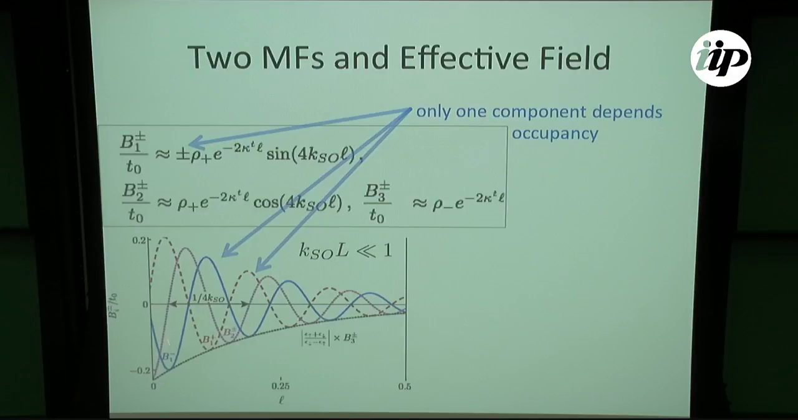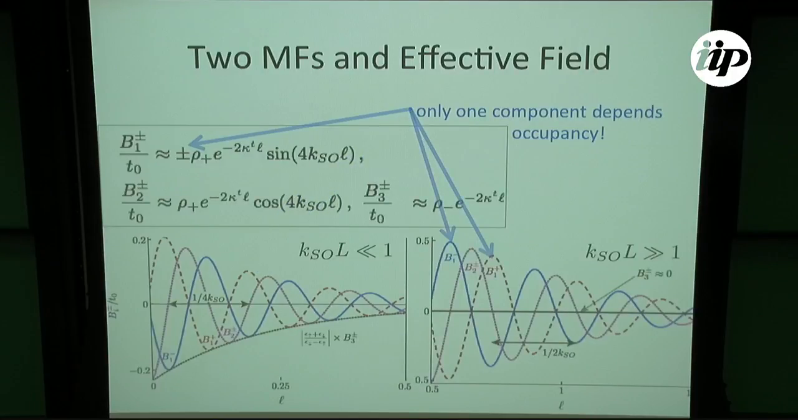Furthermore, what you notice is that the only component that depends on the occupancy of the state formed from the Majorana fermions is along the 1 direction. So the magnetic field along the 1 direction changes sign, plus or minus, depending on whether the state at the junction of the two Majorana fermions is occupied or unoccupied. This is in the small dot regime. This is what you find, and you can also do the same calculation in the large dot regime, and you get roughly the same results.